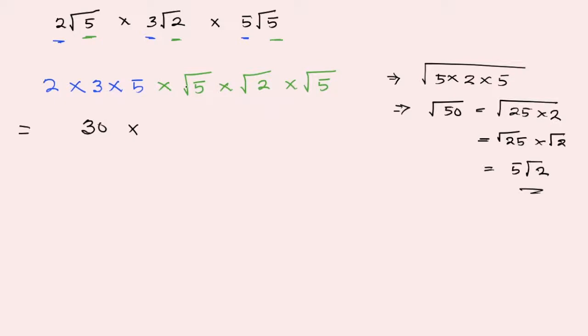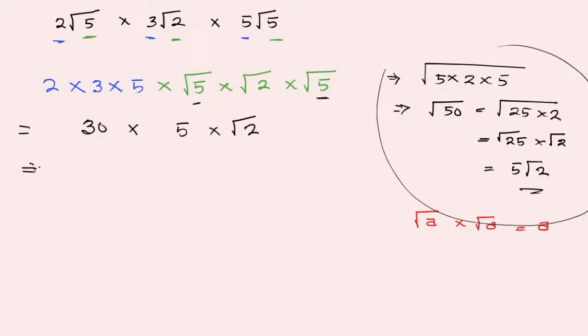But we could as well have thought about that from here, because we know the rule that says that if you have the square root of a multiplied by the square root of a, this is equal to a. So from here, if we have the square root of 5 multiplying the square root of 5, these two can combine to form 5. And then we'll bring the square root of 2 down here. Our final answer is going to be 30 multiplied by 5, which is 150 multiplied by root 2. And that's the final answer for that multiplication.